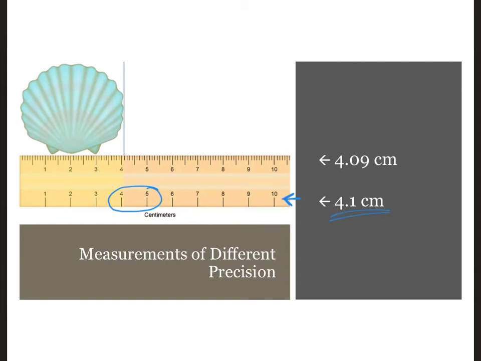If we move to the top markings on the ruler, though, we go from centimeter divisions to tenths of a centimeter, or millimeters. In this case, we can measure with certainty that the shell is between 4.0 and 4.1 centimeters. We need to estimate an additional digit, and since it doesn't quite reach the 0.1 centimeter mark, we could reasonably estimate the width of this shell as 4.09 or 4.08 centimeters.